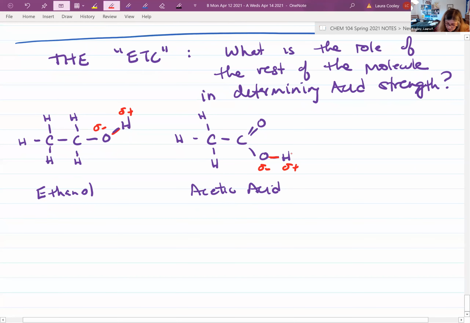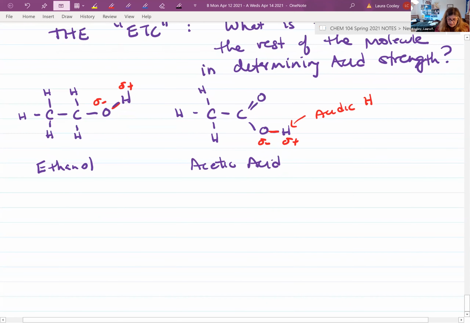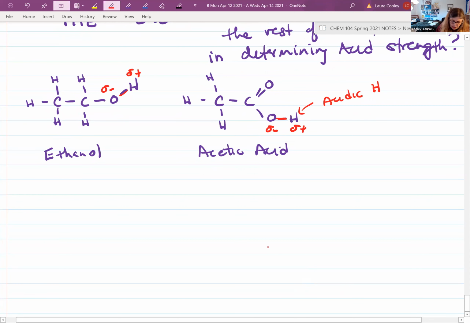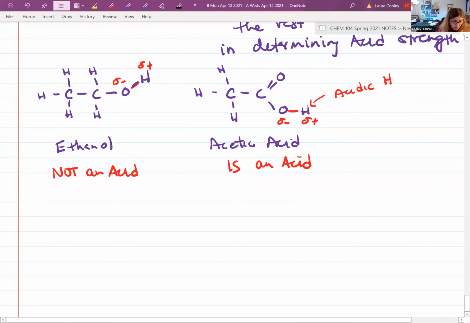This is what I call the acidic hydrogen, which means that these other hydrogens will never be released. They are not acidic. They are bonded to carbons, which aren't even polar. So ethanol and acetic acid both have a hydrogen bonded to oxygen. But ethanol is not an acid, and acetic acid is an acid, obviously by its name. So the question is, why?